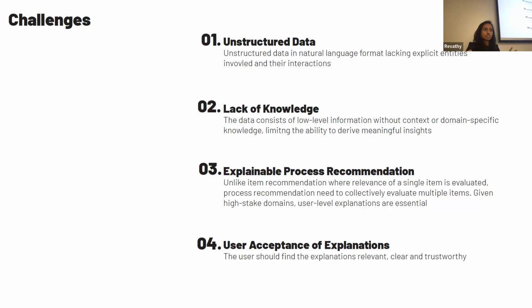The second one is the lack of domain knowledge. There is no collective domain knowledge available for both of these domains. And the third one is explainable process recommendation. So we need a method to do process recommendation, which is also explainable. And the fourth challenge is, do the users accept these explanations?